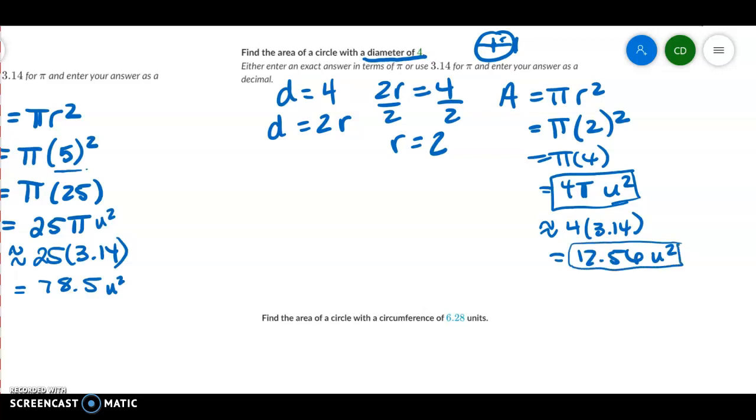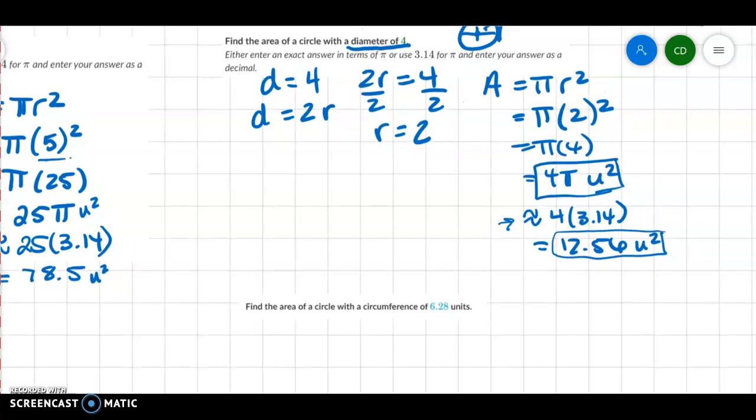Okay. Notice that I keep putting these little squiggly lines. Those squiggly lines mean approximate because pi isn't exactly 3.14, but it's pretty close. Kind of close enough for government work, as my mom would say.